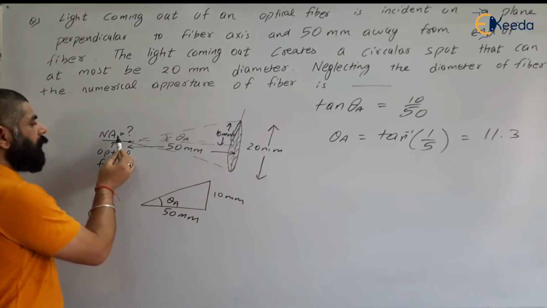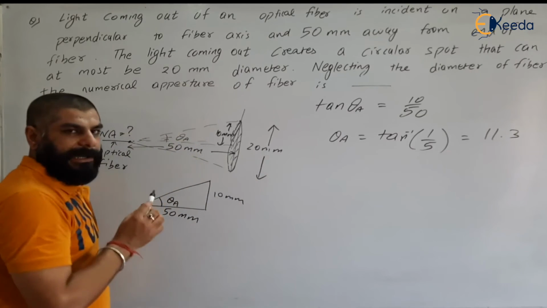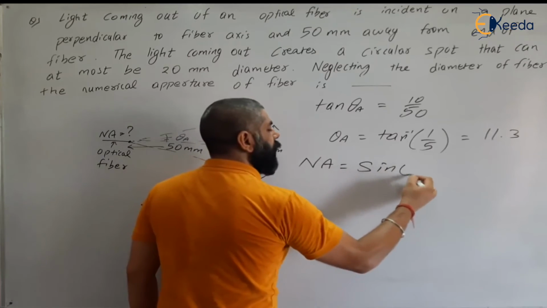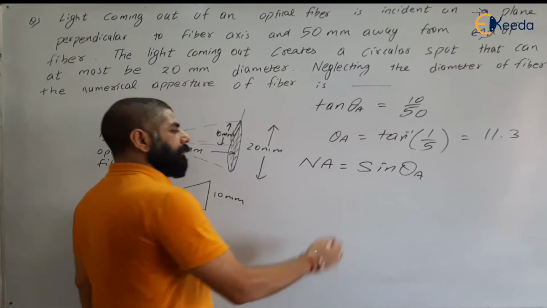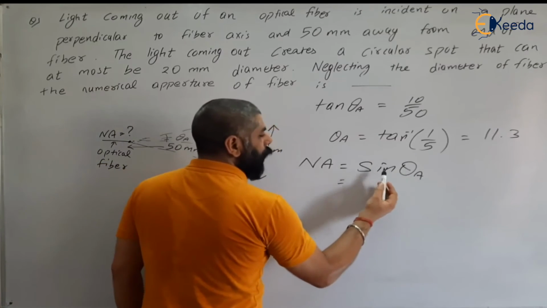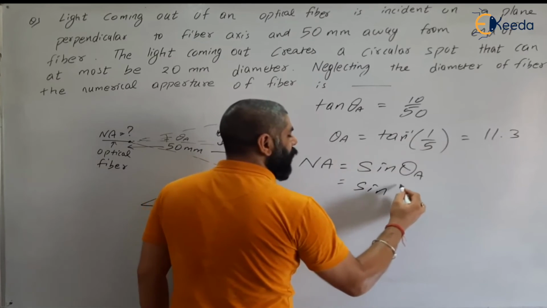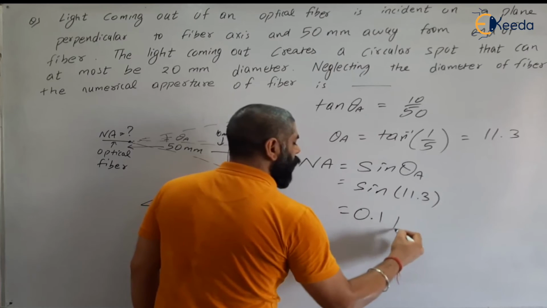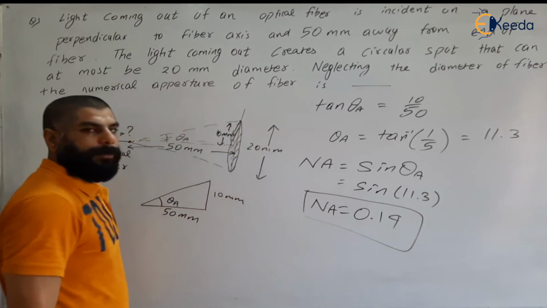Now we have to calculate the numerical aperture. So this medium is air. So the numerical aperture is equal to the sine of the acceptance angle. This is the relation between numerical aperture and acceptance angle. So the acceptance angle is 11.3 degrees. So sine of 11.3 comes out to be 0.19. So the numerical aperture of this optical fiber is 0.19.